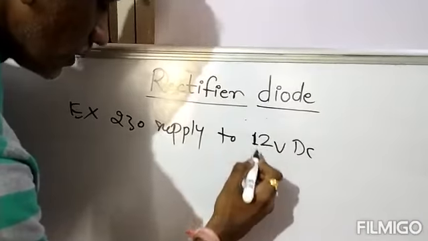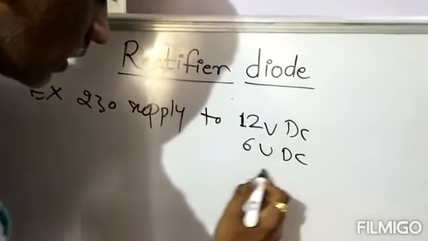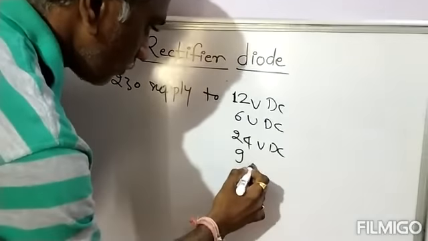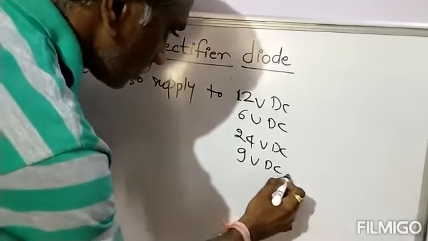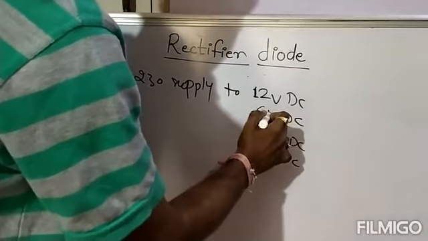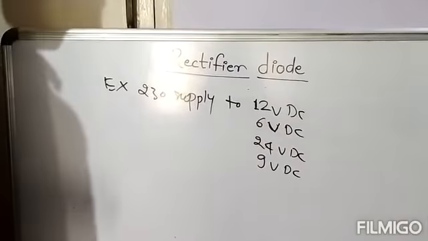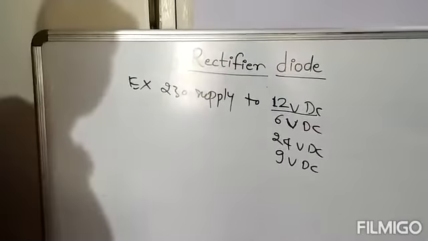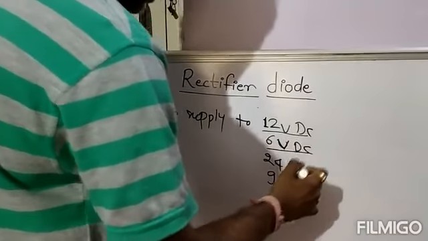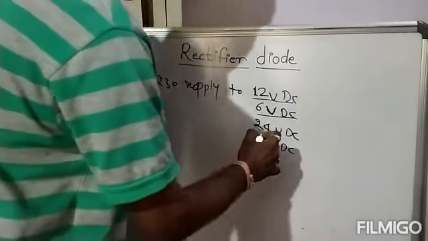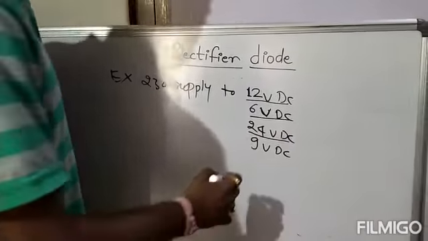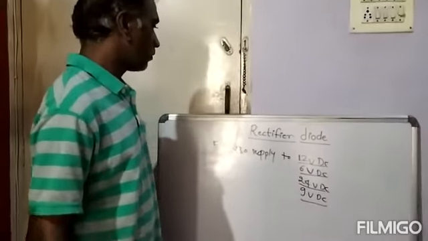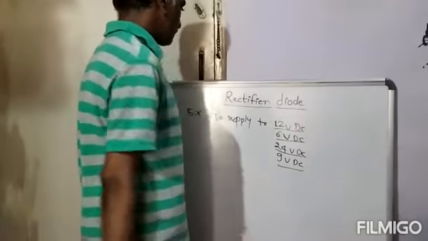Suppose I want a 12 volt DC supply. It can be 6 volt also, it can be 24 volt also, it can be a 9 volt DC supply. So for any DC supply I want, I can have that circuit. If I want 12 volt, 6 volt, 24 volt, 9 volt, or any DC supply, I can develop that circuit by using a diode.